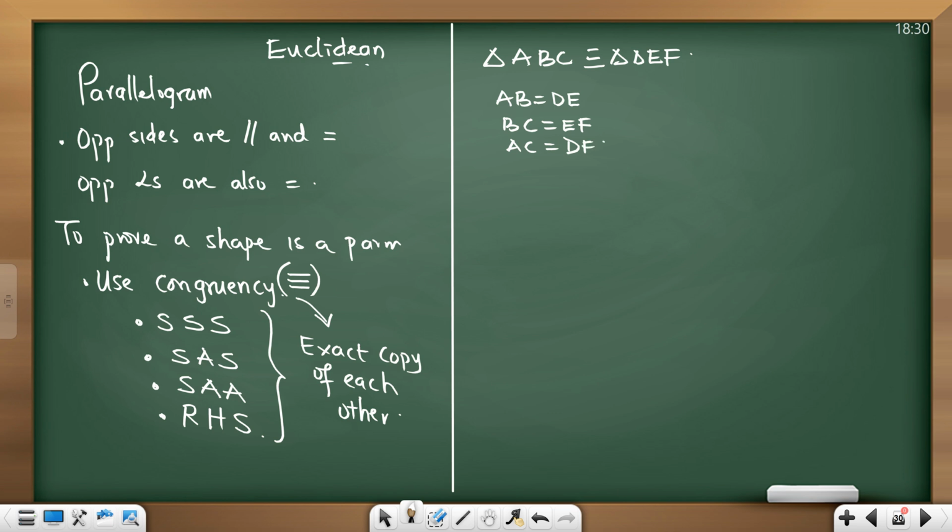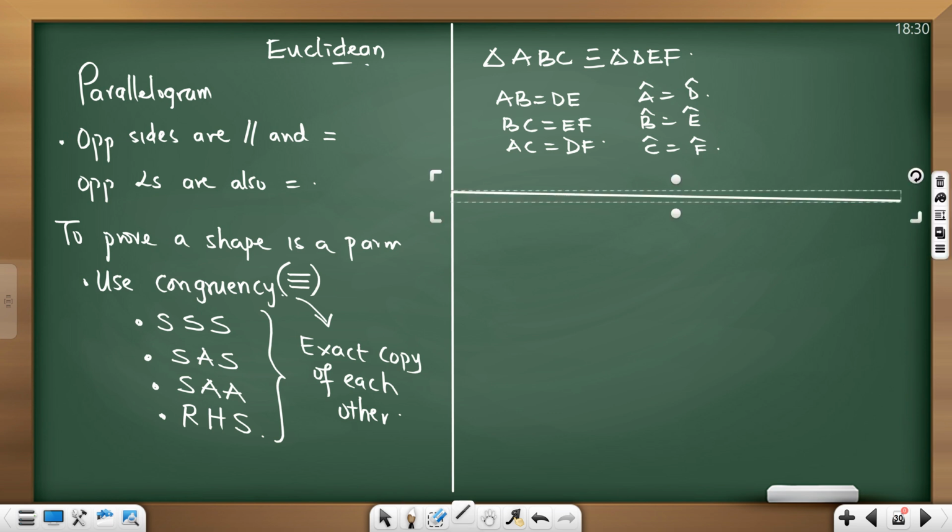Not just that, angle A would be equal to angle D. Order is important. Angles are exact copies of each other.